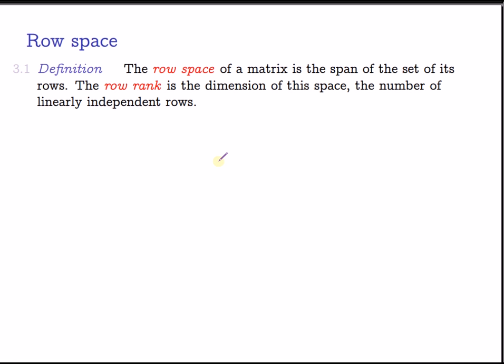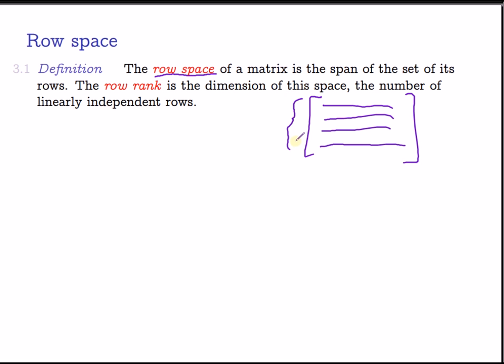Okay? First of all, the row space of a matrix is the span of the set of its rows. So if you think of the rows of a matrix as vectors, we can certainly take the span of those vectors, and that's what the row space is. It's the span of the set of vectors represented by these rows. The row rank is the dimension of this space, so we know what dimension is, which is the same as the number of linearly independent rows. Okay?